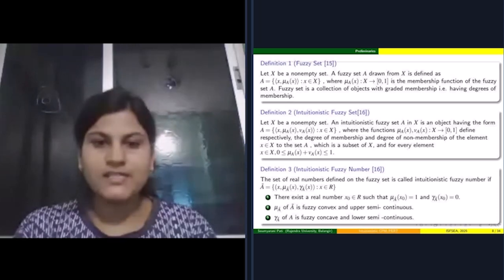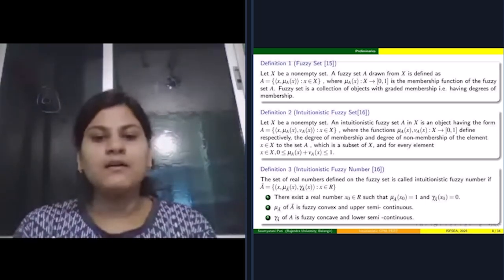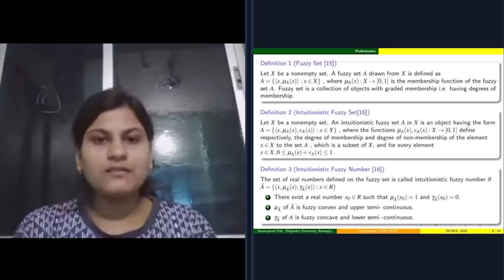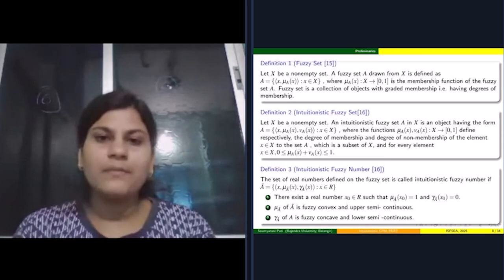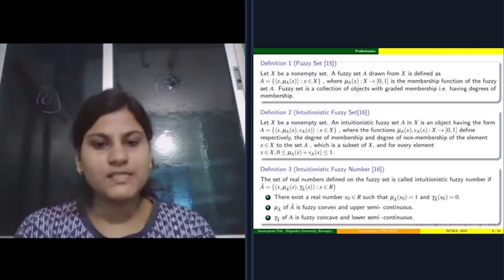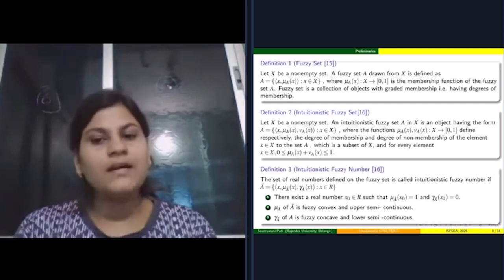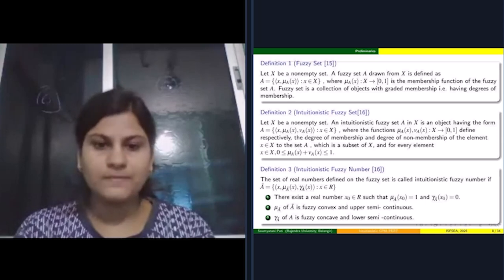First of all, fuzzy sets. Let X be a non-empty set. Then the fuzzy set contains an ordered pair x and mu_A(x), where mu_A(x) is a mapping from X to [0,1], the membership function of the fuzzy set A. A fuzzy set is a collection of objects with graded membership, that is, having degrees of membership.